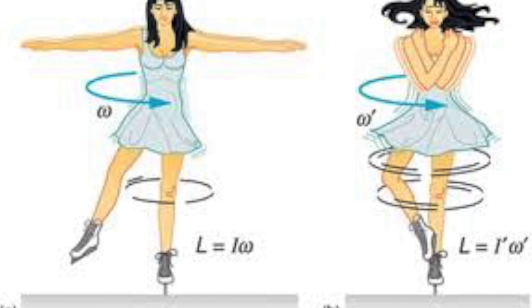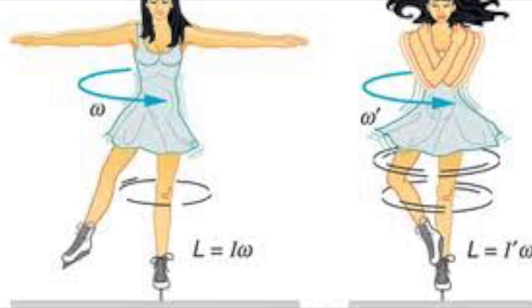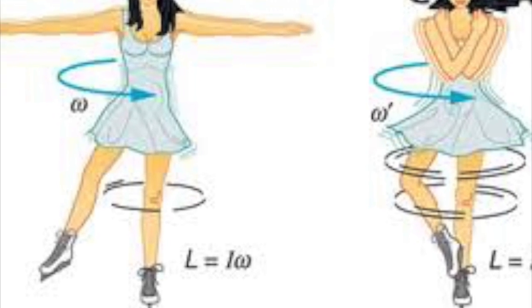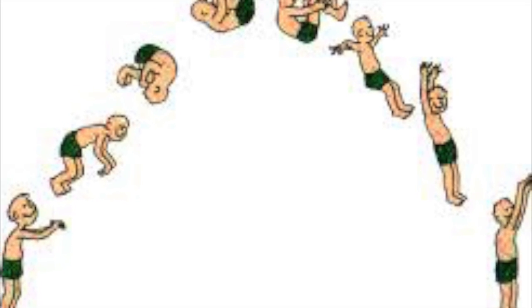And now, let's discuss the math. The equation for angular momentum is L equals I omega. The L stands for angular momentum, the I stands for moment of inertia, and the omega stands for angular velocity. As the law of conservation of angular momentum states, throughout a motion of a body or an object, the angular momentum will always remain constant.